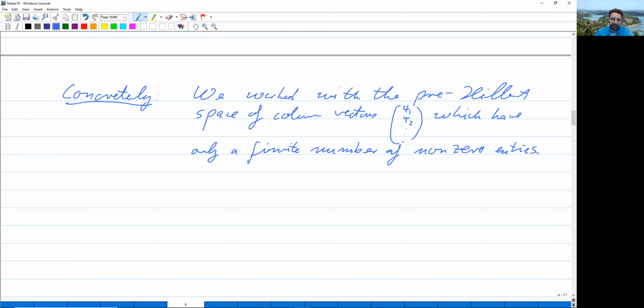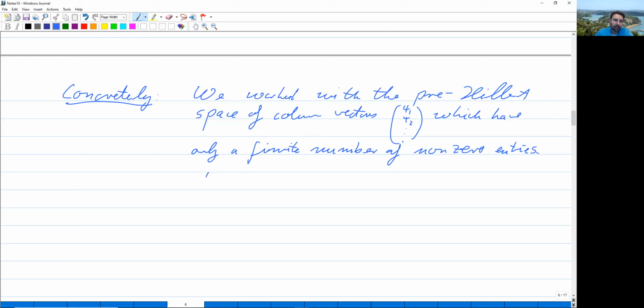But is it a Hilbert space? It turns out that it is not a Hilbert space, not yet. As long as we have the restriction, which is a reasonable restriction, that only a finite number of entries are non-zero, then we are on the safe ground of linear algebra, but that means we don't have a Hilbert space. Let me give you an example.